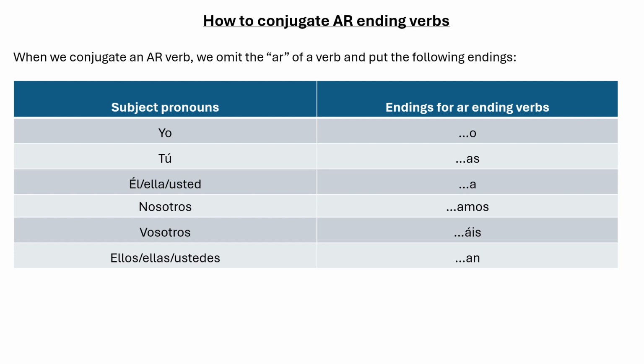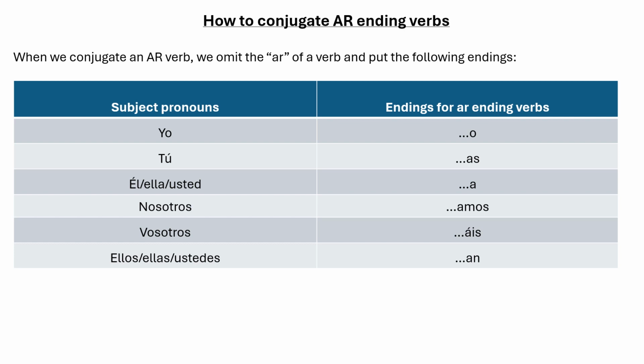Now, what does it mean in the second column when it says endings for AR ending verbs? In Spanish, we have lots of conjugations. For each verb, we have different forms. So when we know the endings, we can easily conjugate the verbs. It says here that for the first person, yo, the ending for AR verbs is O. That means we omit the AR of a verb and write an O.